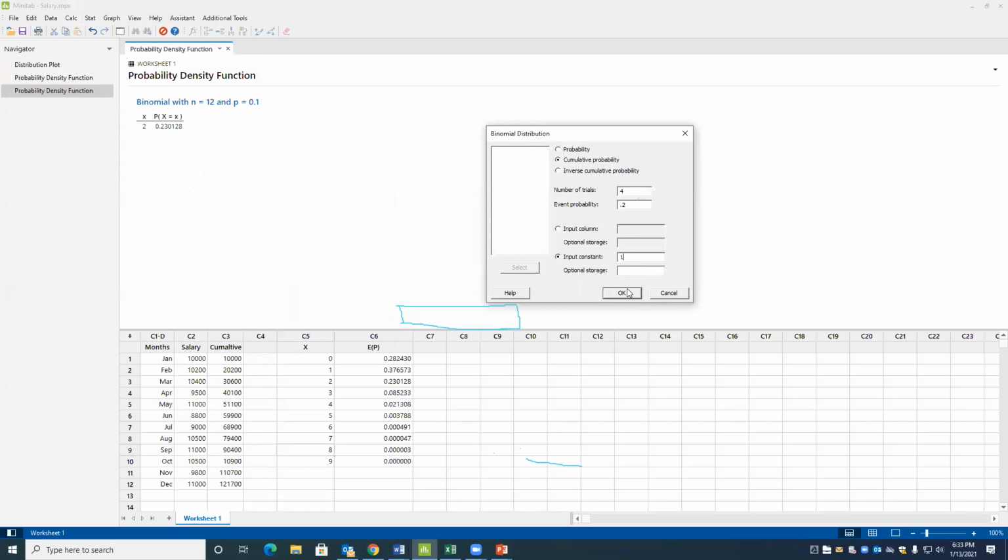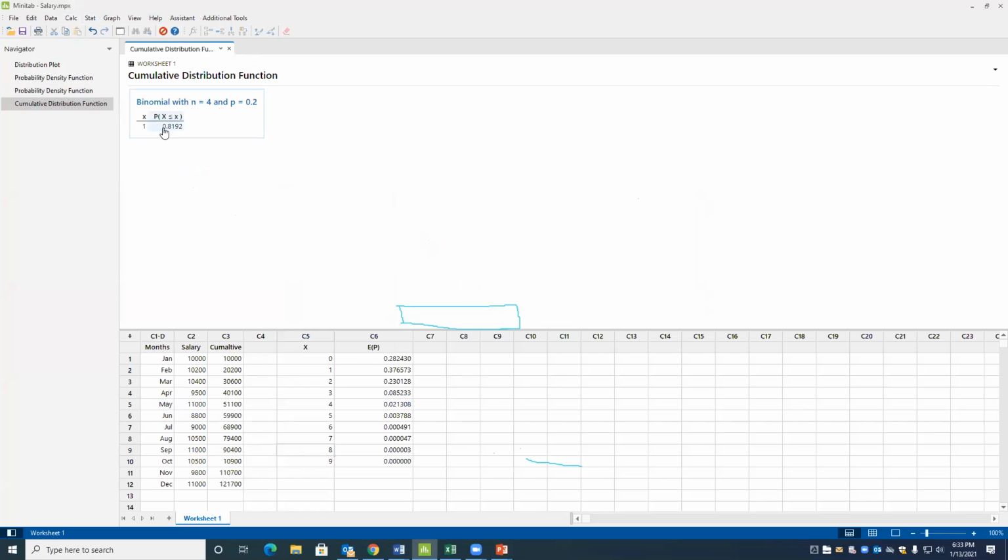Why? I'm going to explain. Whatever value we got, we have to subtract from 1. Whatever value we get, 81.92%, we have to subtract from 100 and we get the answer, which is 18%. Why am I doing this? The answer is here.